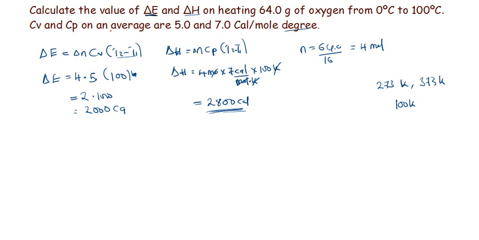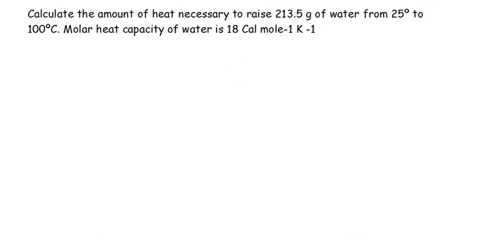So that is it. Let's go to the next question. Calculate the amount of heat necessary to raise 213.5 grams of water from 25 degrees to 100 degrees. The molar heat capacity of water is 18 calories per mole per Kelvin.